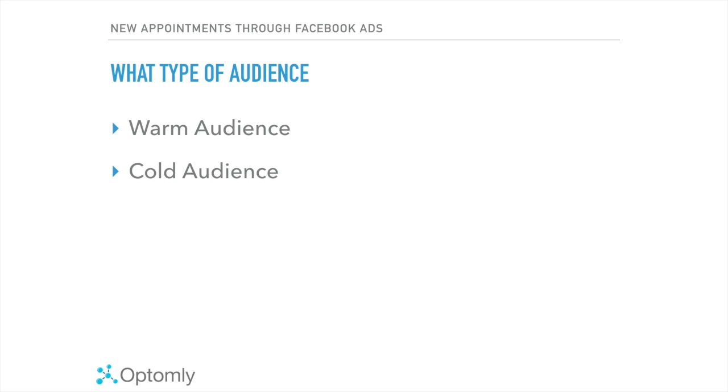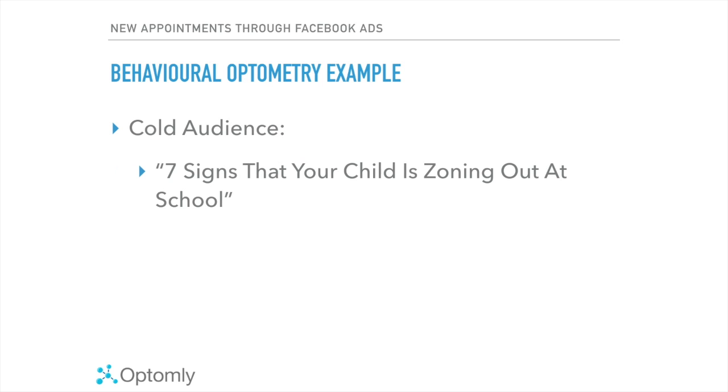It's helpful to think of Facebook in terms of people being warm or cold. Your warm audience is people who already know you. Your cold audience is people who don't. Facebook ads do better when you target information type posts to a cold audience. And that's almost like giving them value before they meet you.